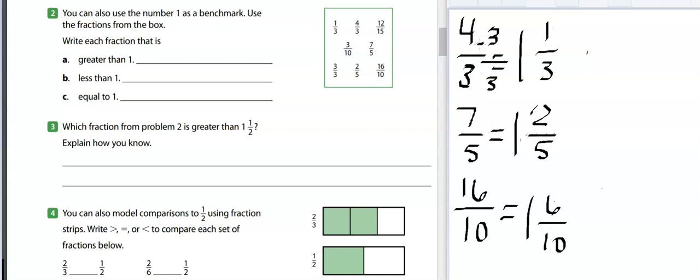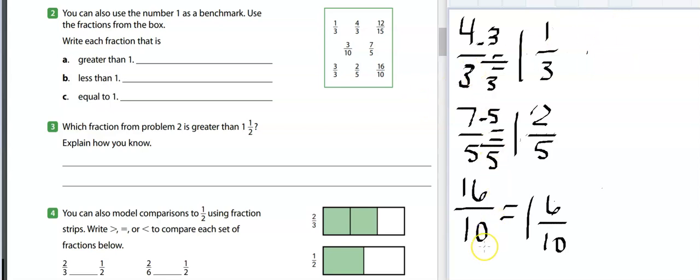So let's work out 7 over 5. 5 can go into 7 evenly 1 time. So that means 5 over 5 is 1 whole. 7 minus 5, I have 2 left over. So I have my 1 whole, and I have 2/5, because my denominator stays the same.